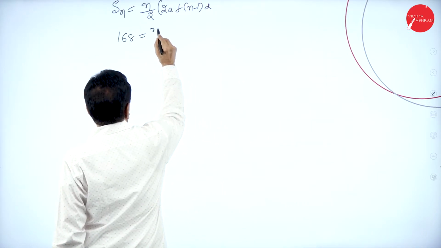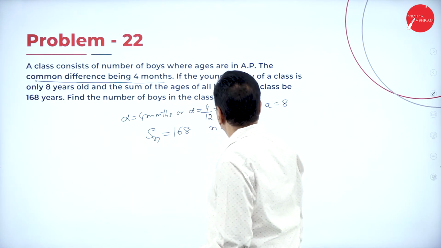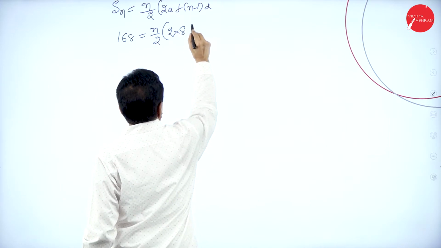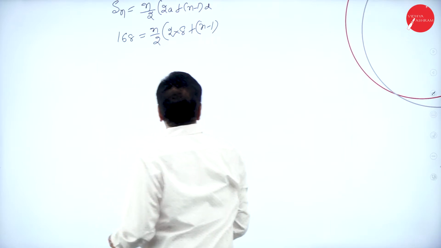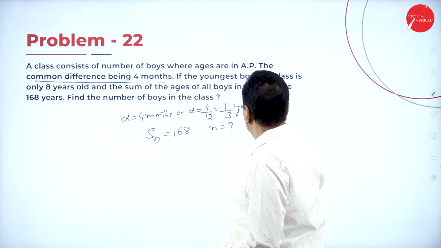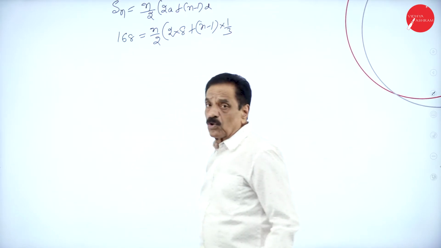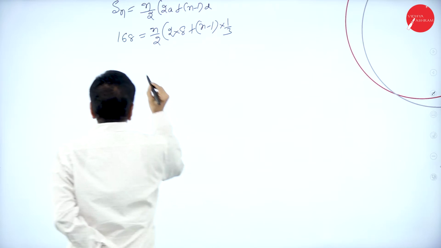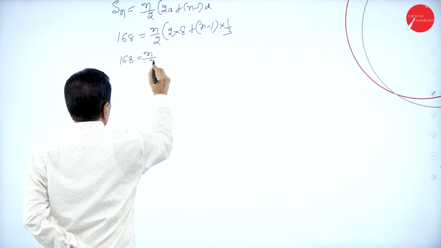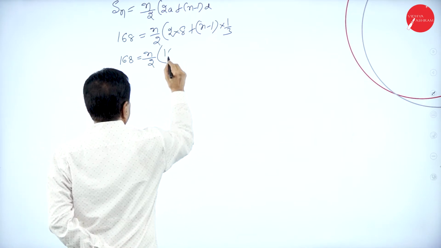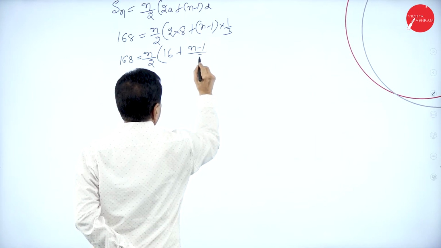N divided by 2 into 2 times A, which is 8 years, plus n minus 1 and the difference is 1 by 3. Fraction figures, slowly you have to work them out. So 168 is n by 2 into 16 plus n minus 1 divided by 3.